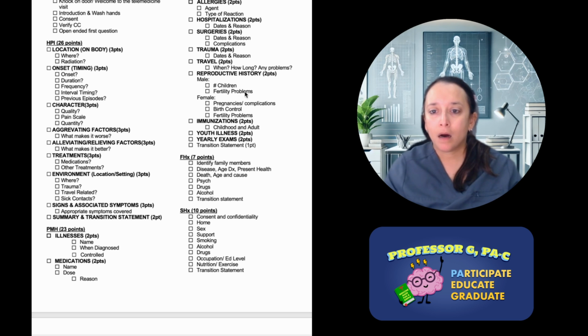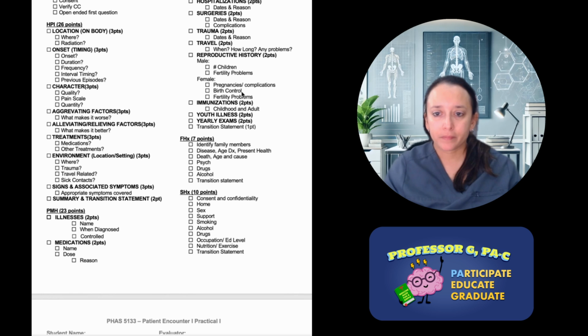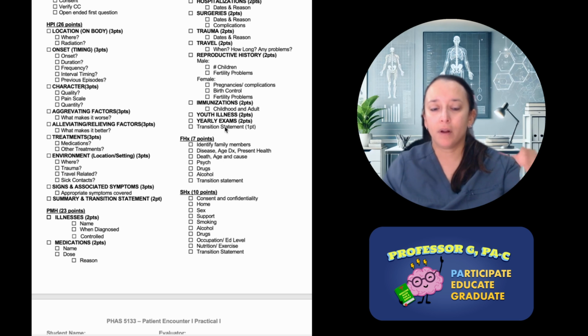Reproductive history. Remember, males versus females is a little bit different. It's mostly going to be pregnancies, complications, birth control, fertility. Remember that you can incorporate reproductive and sexual history together. Wherever you decide to ask it, you'll get the credit for it. Just make sure that you are asking all of the different check boxes here. Immunizations, you're going to want to ask about that, youth illnesses, yearly exams, and then your transition statement, taking you from the past medical history to the family history.